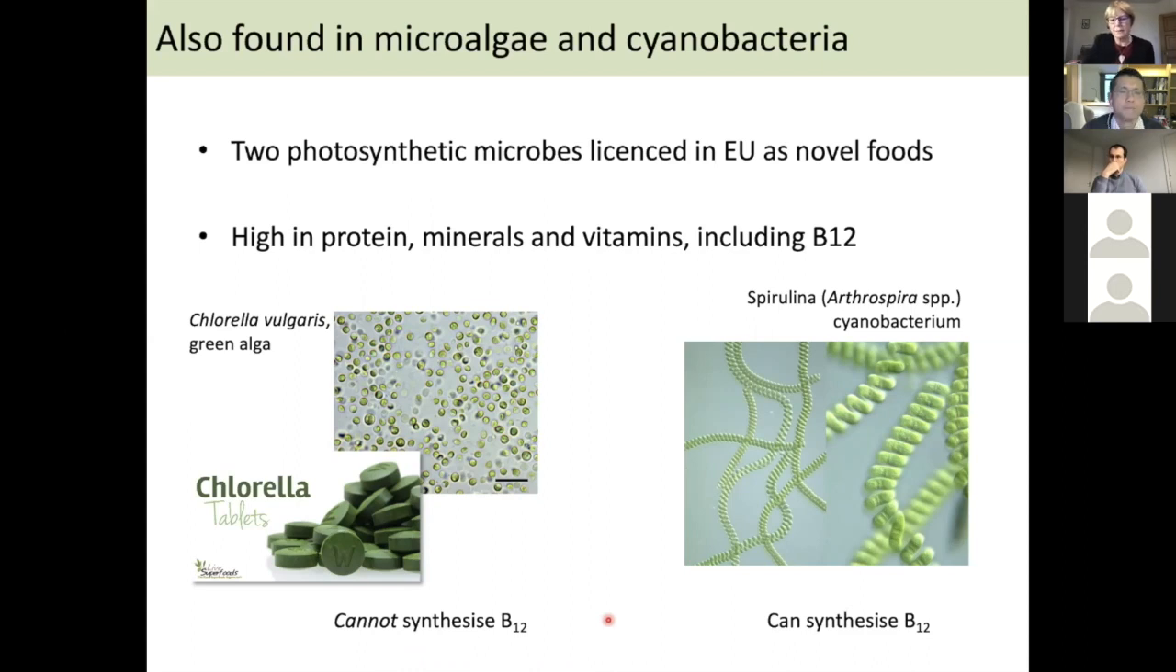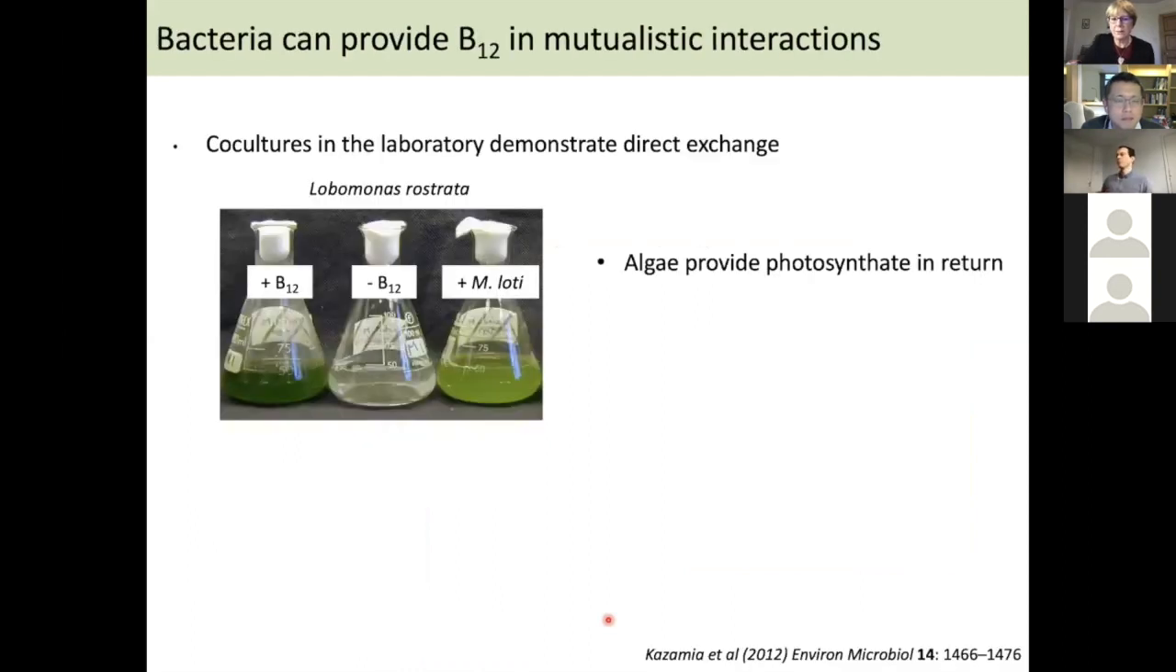But one thing that we've been looking at in my laboratory is the fact that there are many algae which actually are like animals. They need a source of B12 to grow. And we showed that they can do that by growing in symbiosis, in mutualistic interactions with bacteria. So here's an experiment that we did some time ago with an alga called Lobomonas rostrata. As I told you, they've all got funny names. And it's growing in a flask with B12, and you can see it's nice and green. If we grow it in the same medium, but with no B12, then it doesn't grow at all.